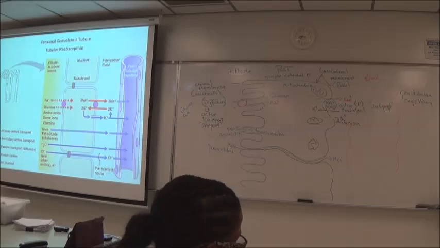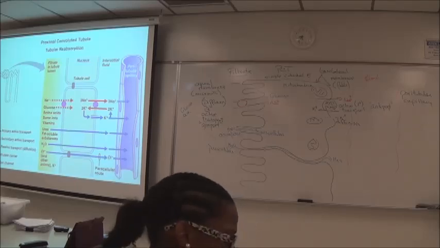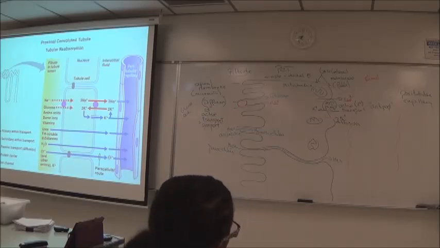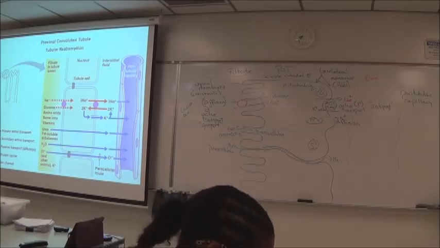So most of the reabsorption, all the reabsorption of glucose, as much as the body can reabsorb, occurs in the proximal convoluted tubule. So if somebody has higher than normal levels of glucose in their blood, then the rest of the glucose gets stuck in the filtrate. It doesn't get reabsorbed.